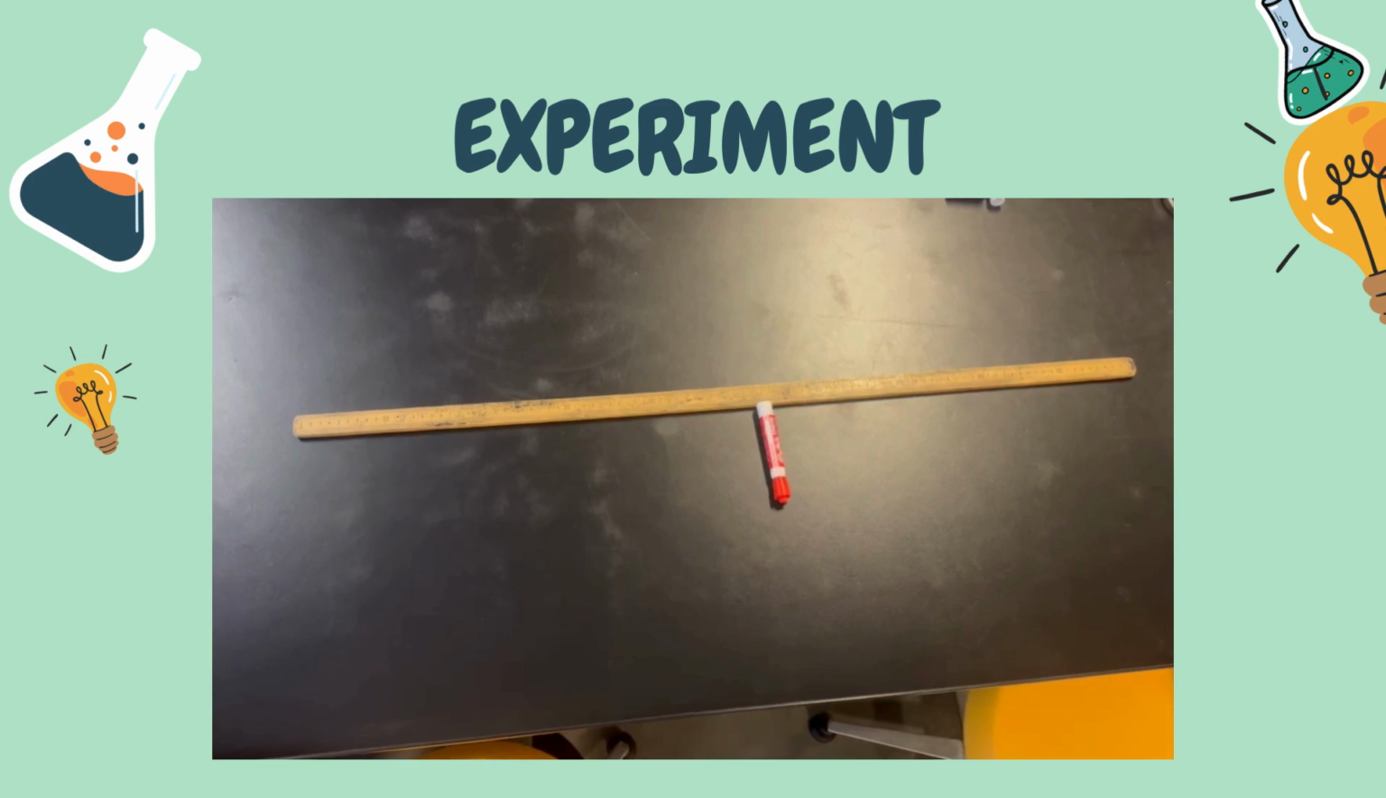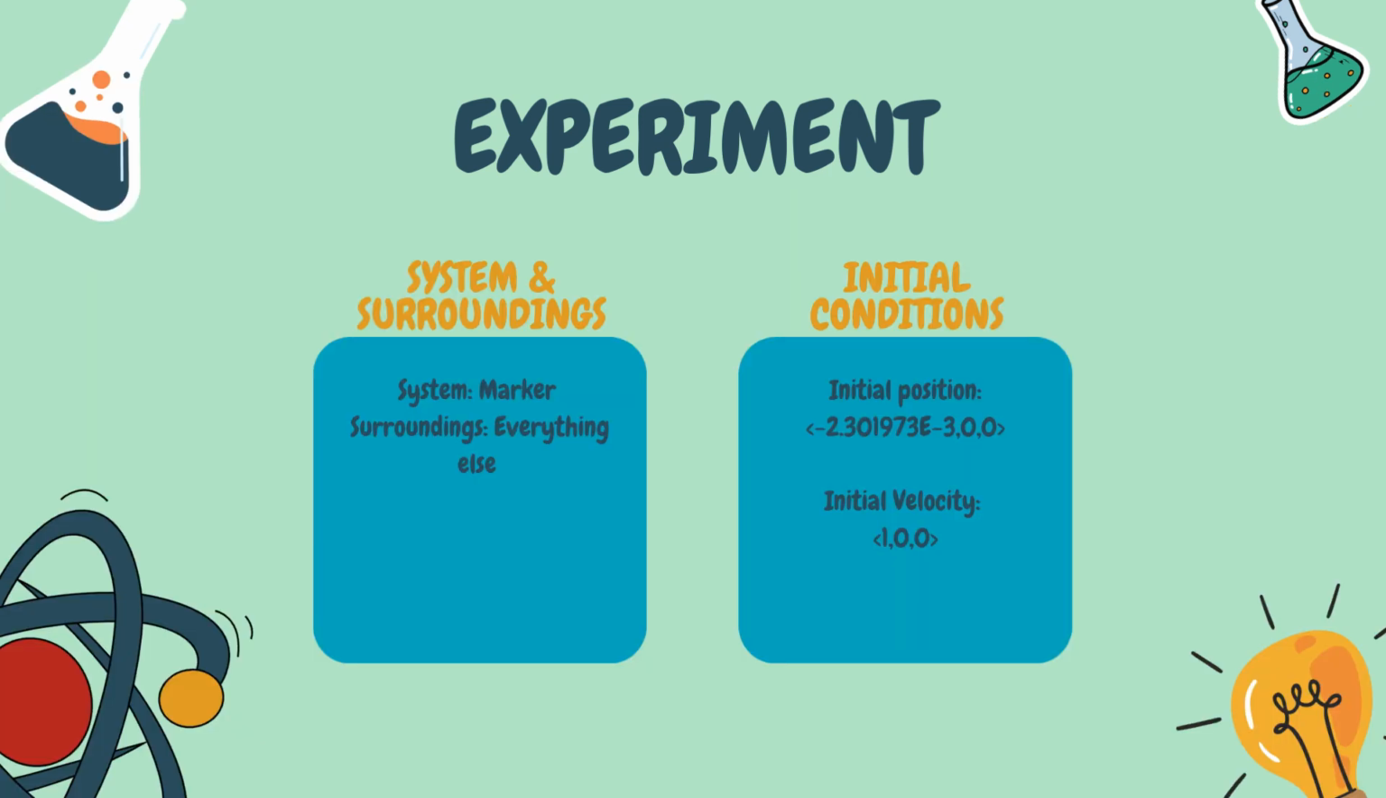This is our experiment where we just rolled an Expo marker along a meter stick. Some specifics: our system is the marker and the surroundings is everything else. And then the initial conditions, there's our initial position as you can see, and then our initial velocity was 100.